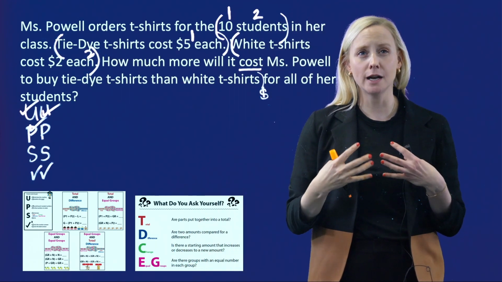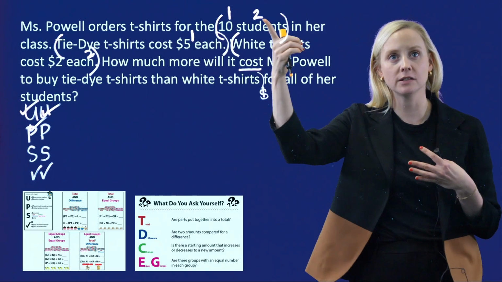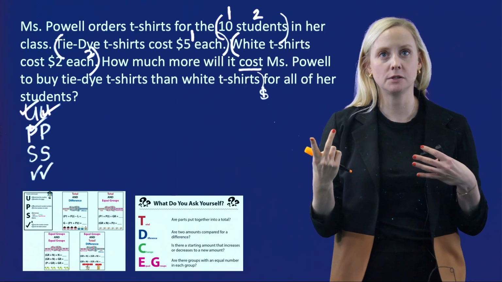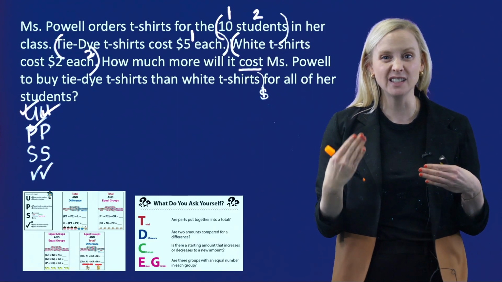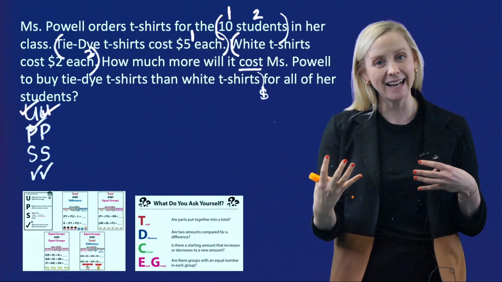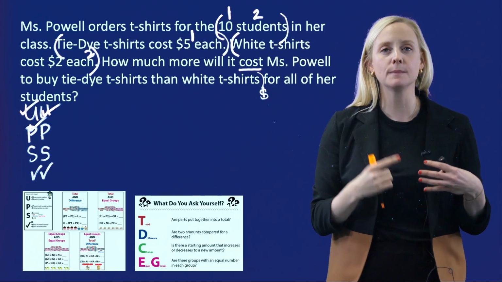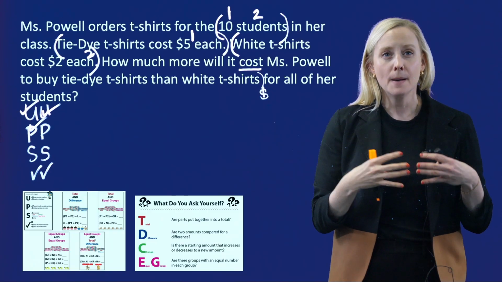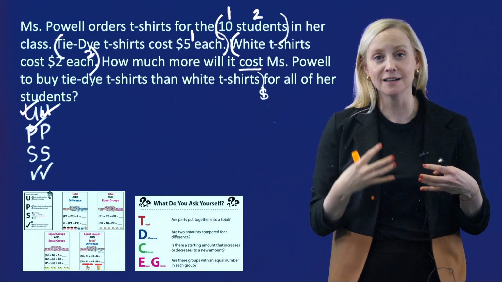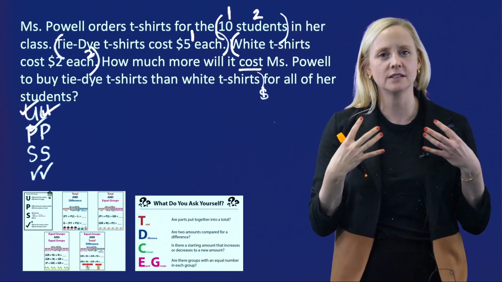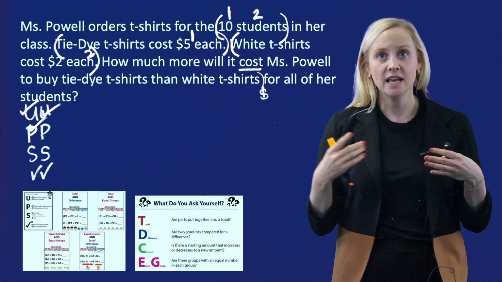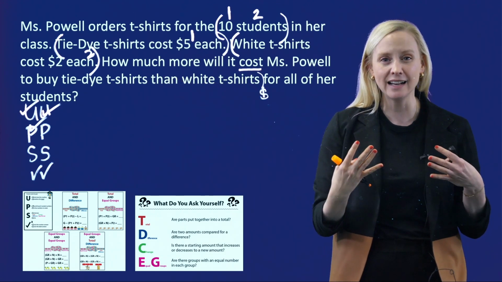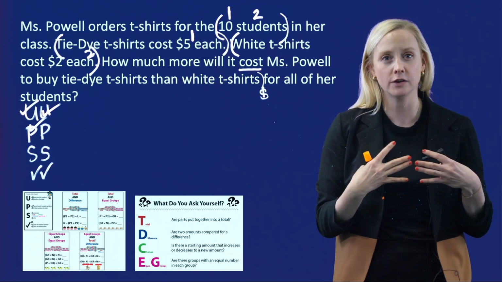Now this would be a great opportunity to talk to students about the 10 students and why you need them for step 1 and step 2. We need this number for step 1 to figure out the total cost of the tie-dye t-shirts, and we need this number for step 2 to figure out the total cost of the white t-shirts. But once I figure out the total cost of the white t-shirts and the total cost of the tie-dye t-shirts, I'm not finished. Here it says, how much more will it cost Miss Powell to buy tie-dye t-shirts than white t-shirts for all of her students?